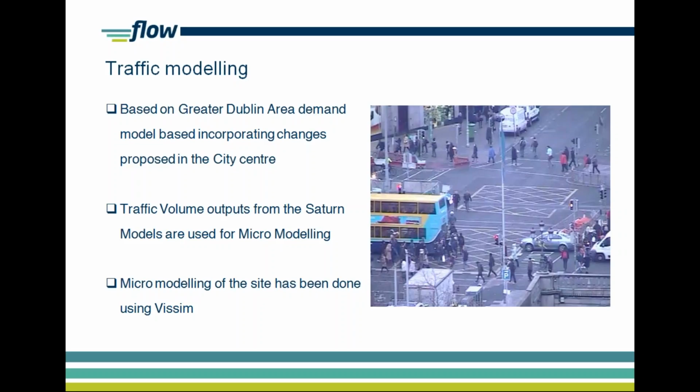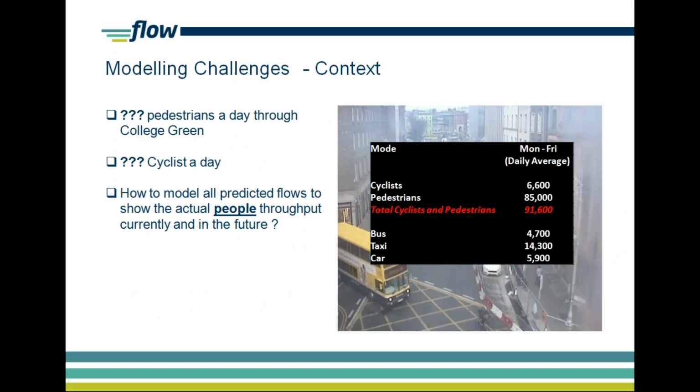The model is the one that we use in Dublin, and the traffic volumes generated from this macro model are then used in the micro modeling scenarios. And for College Green, there are several micro-modeling software that you can use, but for College Green and as part of the Flow project, we are using Vism as outlined earlier by Bonnie. So in terms of the modeling itself, traditionally we have modeled for vehicles. We haven't modeled for pedestrians, we haven't modeled for cyclists.